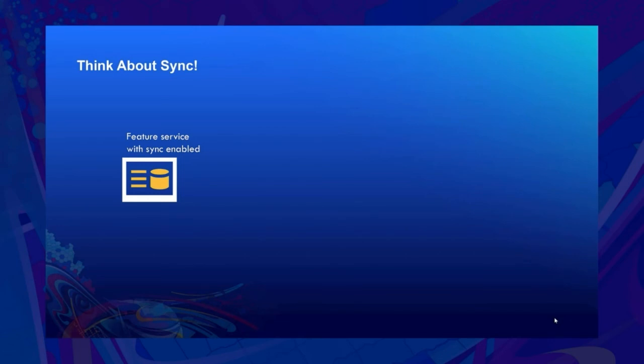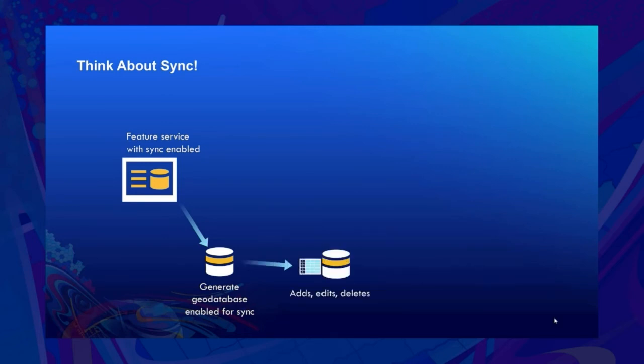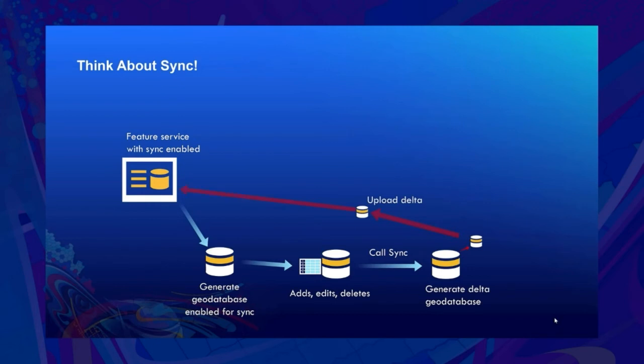We begin with our sync-enabled feature service. When we want to take that offline, we generate a geodatabase, a mobile geodatabase, which is enabled for sync. We can then take that geodatabase and we can make adds, edits, and deletes using Runtime APIs. When we're done with our edits, we call sync, and that's going to create a geodatabase delta, which contains just the changes I've made, my edits, and prepare them for upload to the server. So we create this upload delta and send that back to the feature service. So now my edits have been taken back up to the feature service.